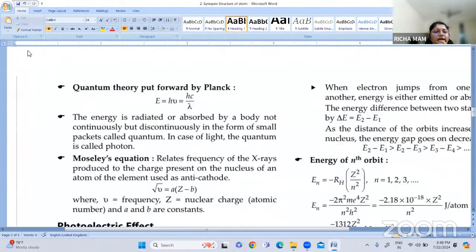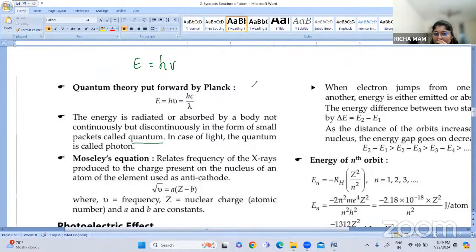Next is quantum theory. There was a scientist called Planck, and he gave the quantum theory. According to quantum theory, energy is associated with h into nu. The energy is radiated or absorbed by a body not continuously but discontinuously, in the form of small packets, and these small packets are called quantum.